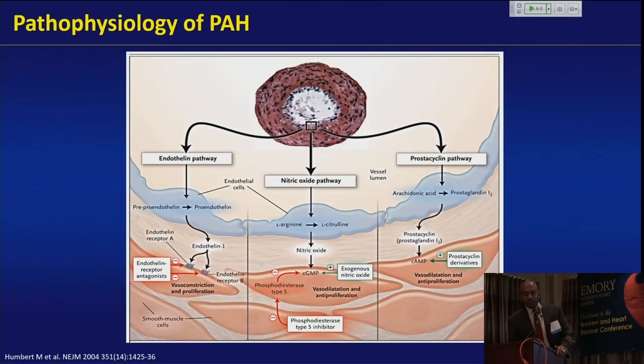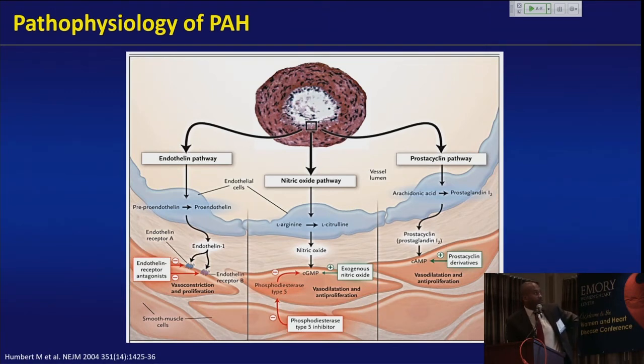This is an illustration of the 3 major pathways involved in the pathophysiology of PAH. We're talking about group 1 pulmonary hypertension, or PAH. In the diagram, you can see the endothelin pathway, the nitric oxide pathway, and the prostacyclin pathway. I'm not going to go into the details about what happens here. However, this diagram will help you further recognize the different treatment modalities that we use for pulmonary hypertension.